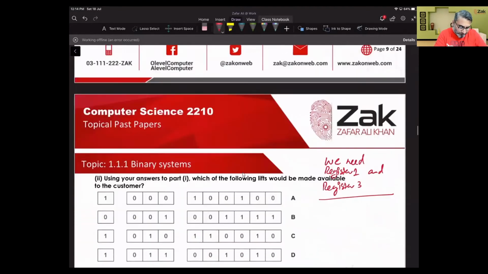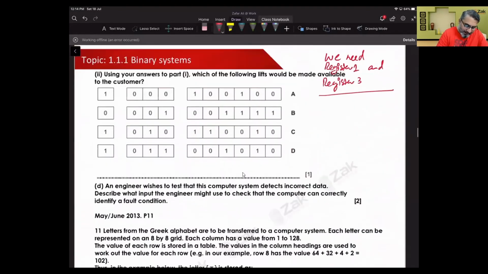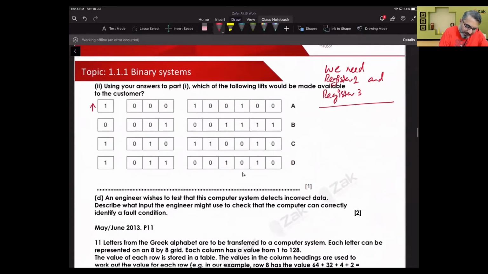Okay, now this particular lift is going up and currently it is 1, 2, 4, 8, 16, 32. 32 plus 4, 36. Currently it is at the 36th floor. So we don't need it because it is already going up and currently it is at the 36th floor. We are at floor number 14.